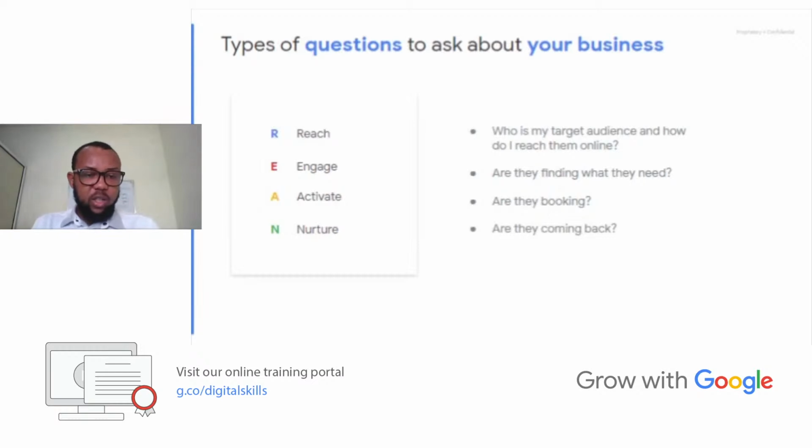Number two, engage. Are they finding what they need? You need to ask yourself, when my customers come online, are they really finding the information they need? Are they getting the relevant information? Number three, A, which stands for activate. Are my customers booking my services? Are they ordering my products? Are they paying to purchase items from me?